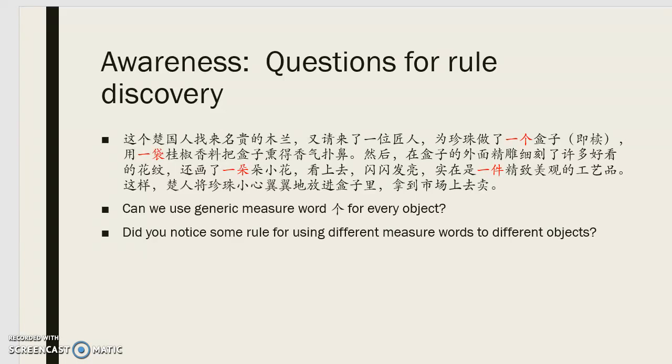Then we have the awareness activity, a question for rule discovery, and I will pick one paragraph from the rich text I found. I will ask students to read and pay attention to this paragraph, and ask them, can we use the generic measure word 个 for every object? And I also let students find out the rules we use for the different objects.